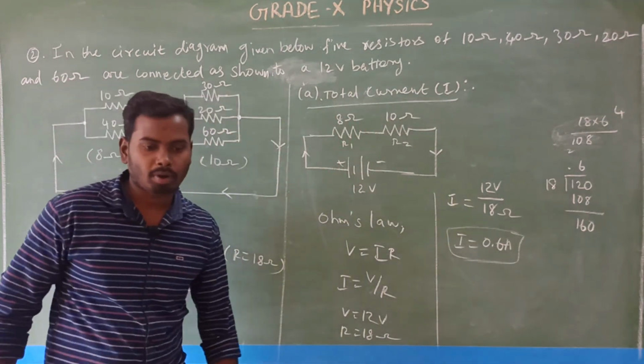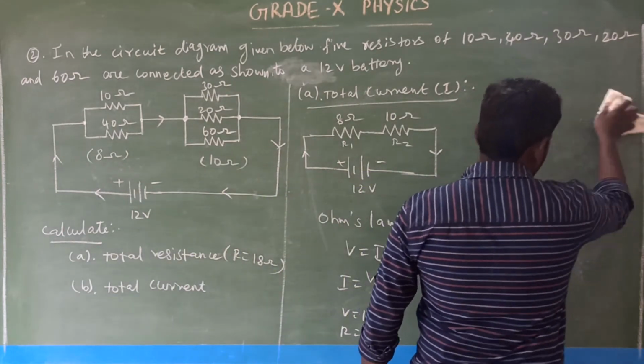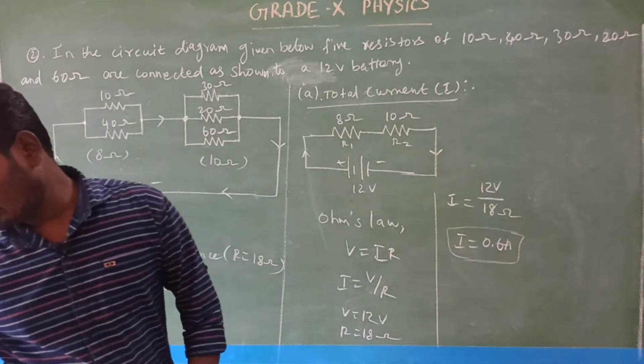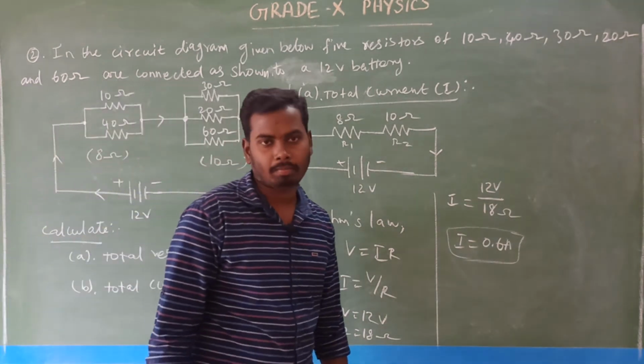So this is one type of numerical, students. This is how we need to make it. Is that clear? Very easy. Don't get confused. That's all.